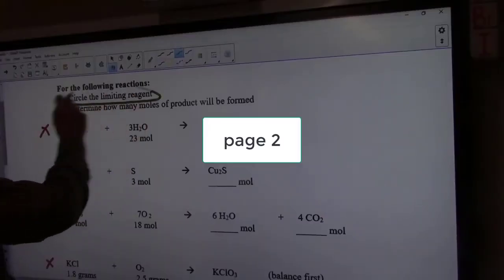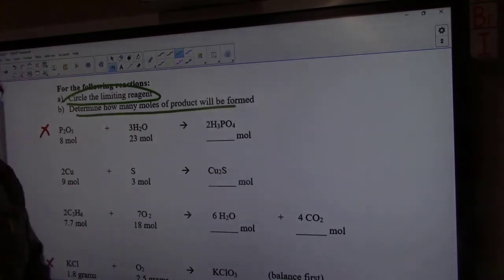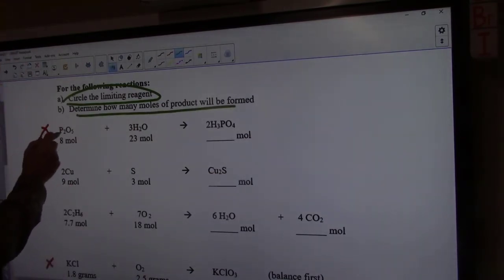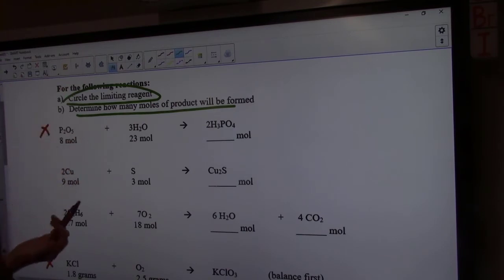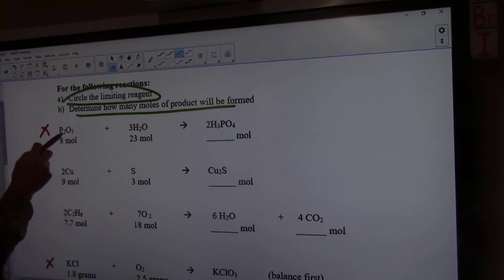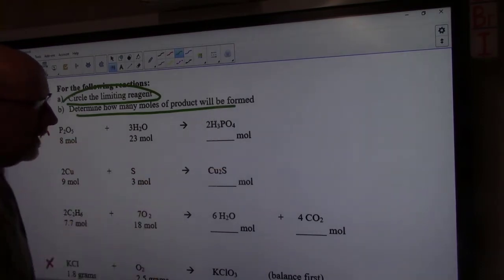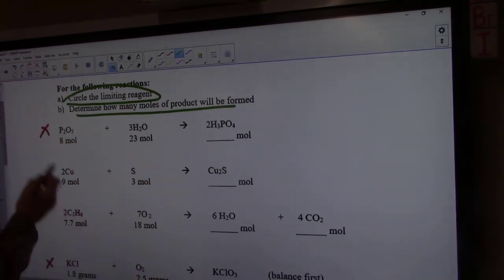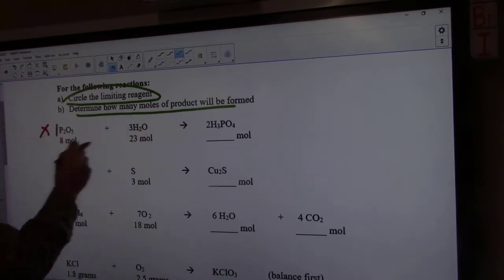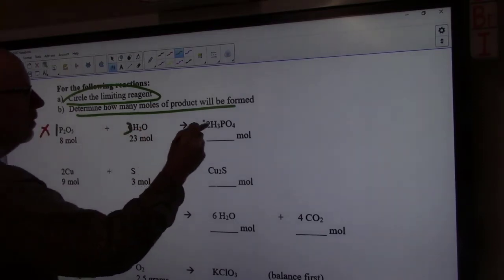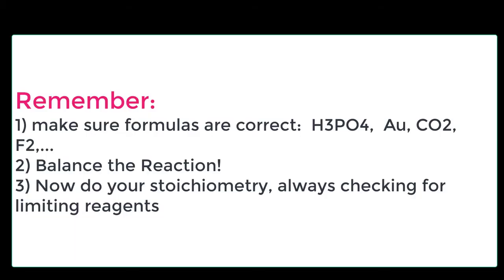Please circle the limiting reagent. Determine how many moles of product will be formed. Let's do it. You have P and O. It's a molecular compound, covalent bonding: diphosphorus pentoxide, plus 3 waters makes 2 phosphoric acids. Okay. Let's balance it. It's balanced for us already. It's a 1 to 3 to 2 mole to mole to mole ratio.